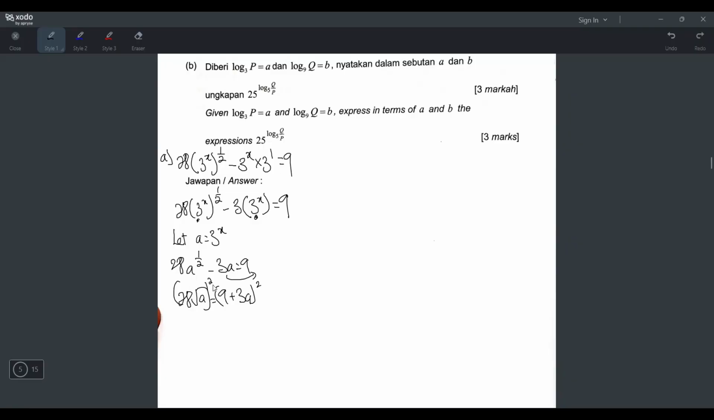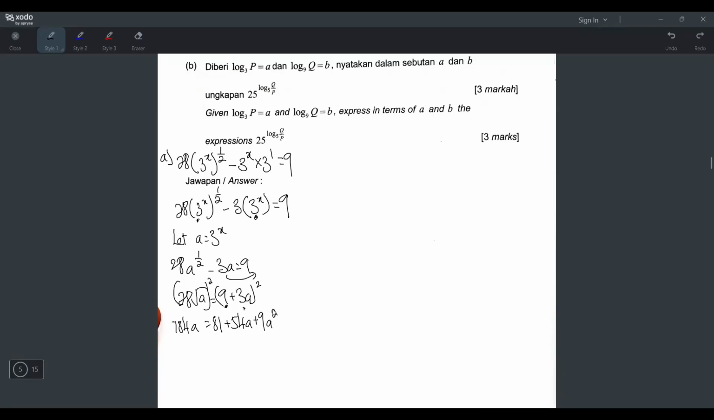Okay, 28 square, if you press calculator, you will get 784. And then what is square root A square? Is just A. And then the 9 plus 3A square, you can expand. The correct way to expand is take 9 square, so 81. And then 9 times 3A times 2, which is 54A. And then the last step is take the 3A square. You get 9A square, right? This is how you expand it, okay?